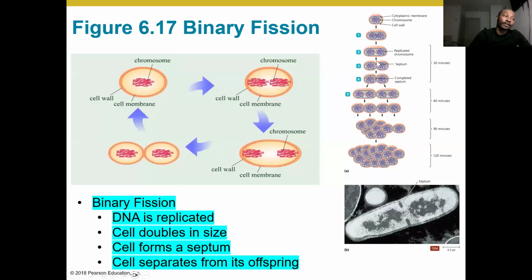Remember the steps in binary fission, you will be asked. Number one, the DNA is replicated. The cell is going to double in size. Then we're going to form this septum or cross bridge, and then it's going to separate and form two offspring. Again, we replicate the DNA, the cell doubles in size, forms that septum, splits off to form its offspring. Okay, real simple, binary fission.